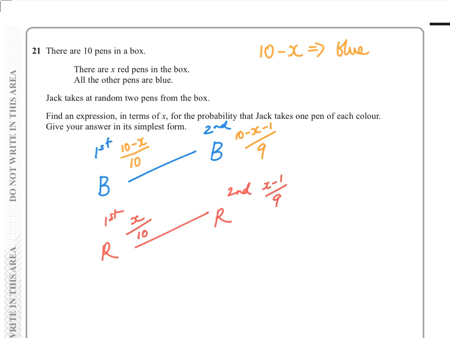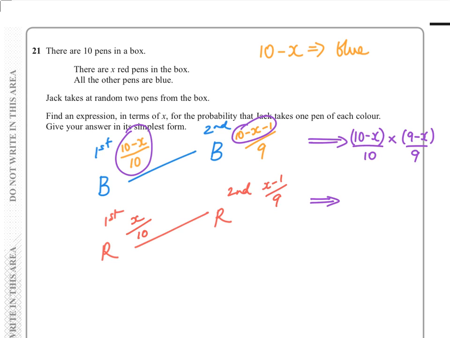So when we come to look at the outcomes here, we could have done this on a tree diagram, but I've just done the individual branches separately. For this outcome, we would have 10 minus X over 10 multiplied by 9 minus X over 9, and I'll put brackets around here because I don't want any confusion, and we'll look at that later. And then for this particular branch where they were both red, we would have X over 10 multiplied by X minus 1 over 9. And to get both the same colour, we would have to pick this and add it to this.